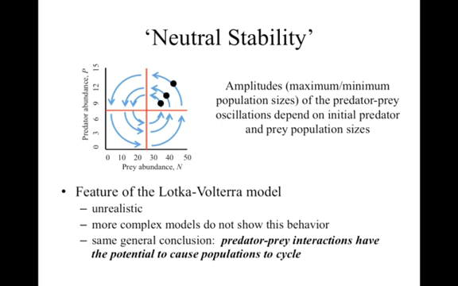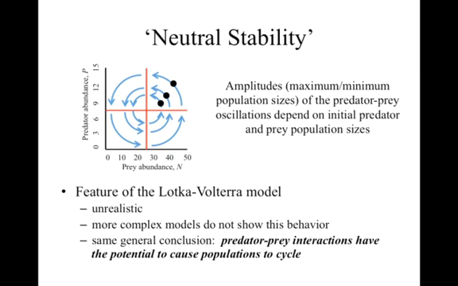That's not realistic. It is true of the Lotka-Volterra model. The minute you add slightly more complexity to the model, say we assume that the prey population in the absence of predators doesn't exhibit exponential growth, maybe it exhibits logistic growth, then we break down this neutral stability. But what's true is even in these more complex models, we still get this cycling.